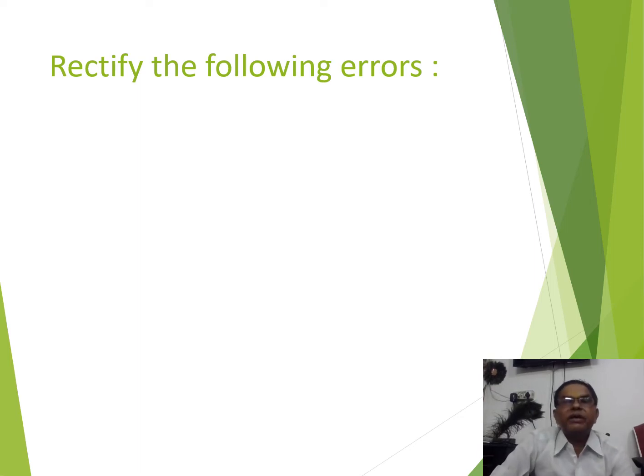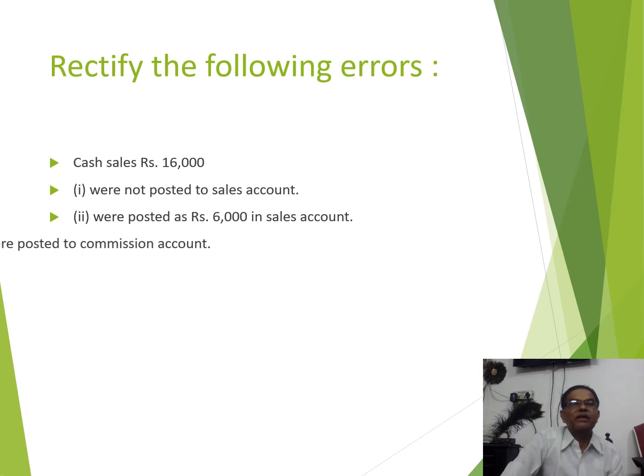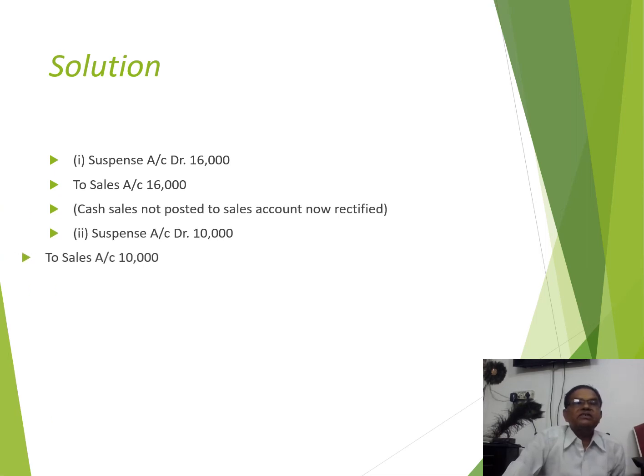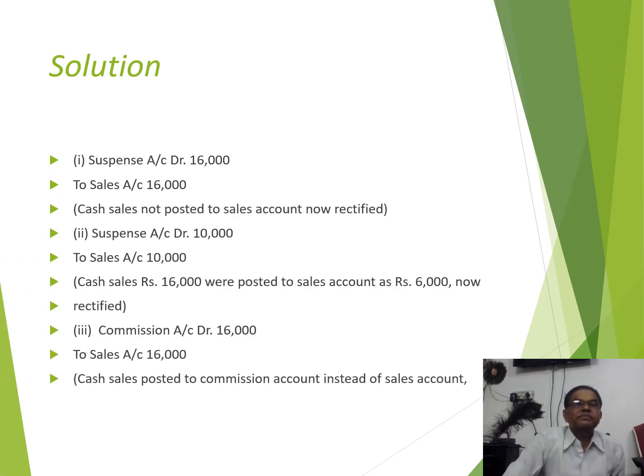Again, one of the very important questions for your practice is given. For rectification, there are some errors, and you have to rectify them. Here, cash sales of 16,000 were not recorded, and 6,000 was posted to the commission account. So what will these entries be? For your help, the journal entry for rectification is given. You can practice this type of thing, so that adjustment entries and correction entries, which are all very fundamental for the finalization of accounts.